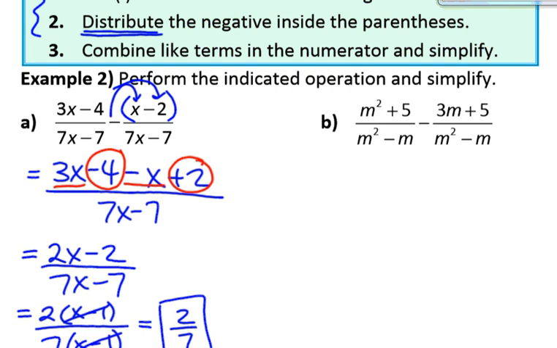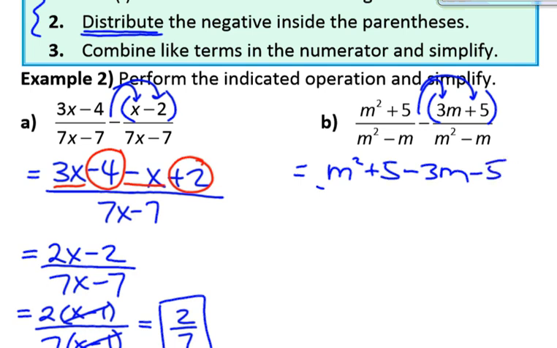Okay, so in part B, again, we are subtracting. Our denominators are the same. So since we're subtracting, I'm going to put parentheses around the numerator of the second fraction and then show that I'm going to distribute the negative. So m squared plus 5 stays the same. Then minus 3m. Then minus a positive 5 would be minus 5. The denominator is just going to be the same, m squared minus m. Now, in the numerator, this is the first example we have like this, in that we have the m squared.